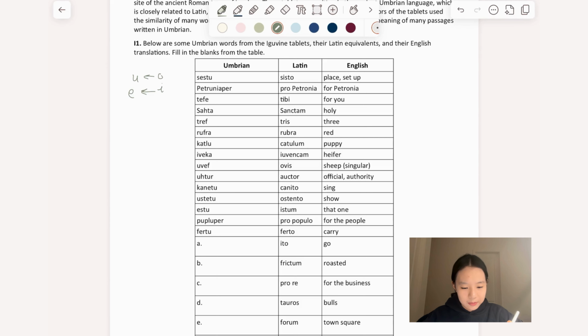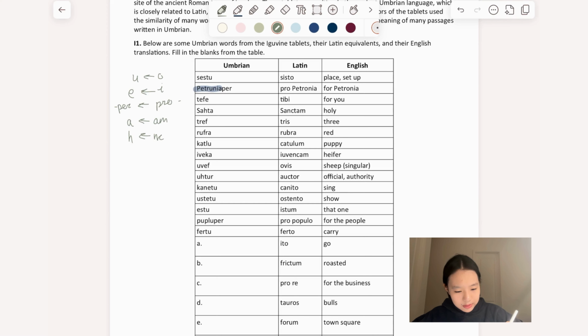And then in the second one, Petruna, it becomes Petronia. And so here we can see the Petrunia here. And obviously here we can also see that the O becomes a U from the Latin to the Umbrian. But then the per is like the pro. So the pro at the start basically becomes an ending per. And then sanctum, it becomes sata. So the AM becomes an A, and the NC becomes an H.